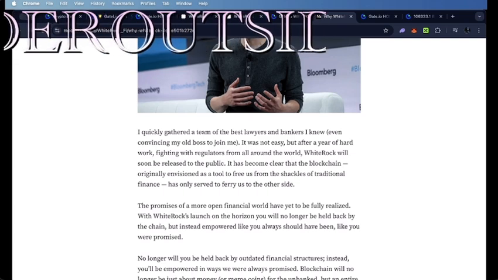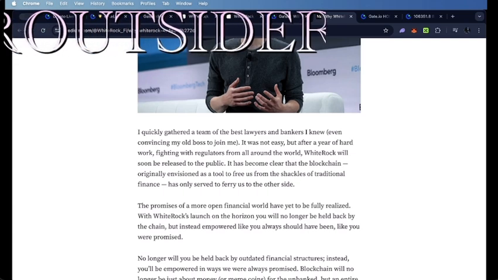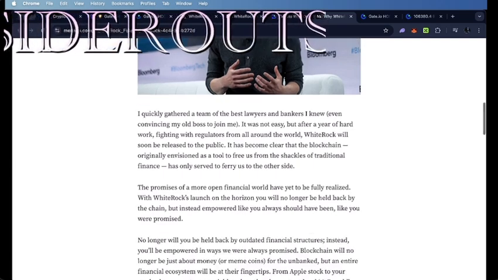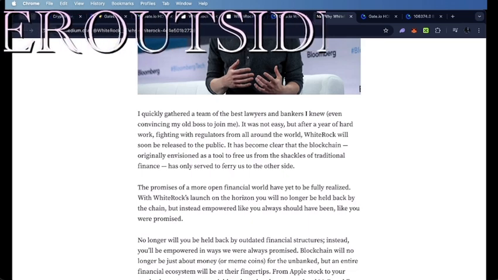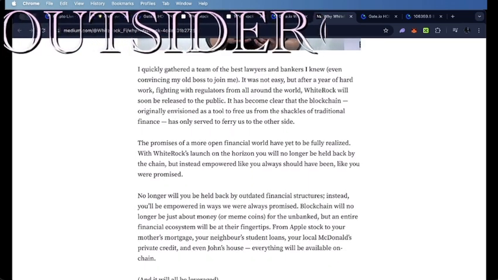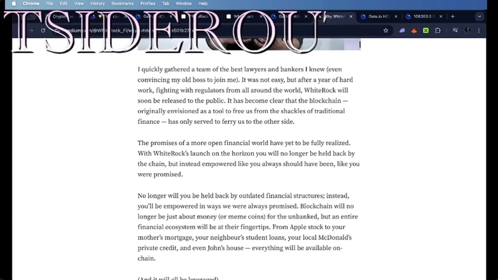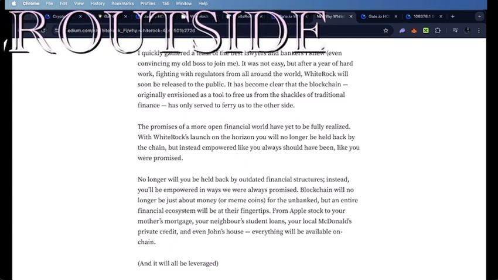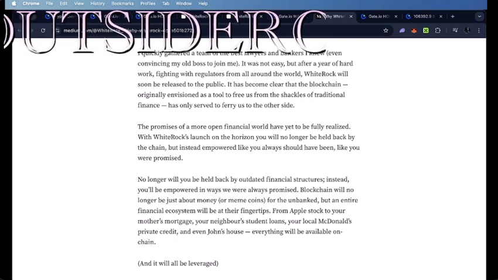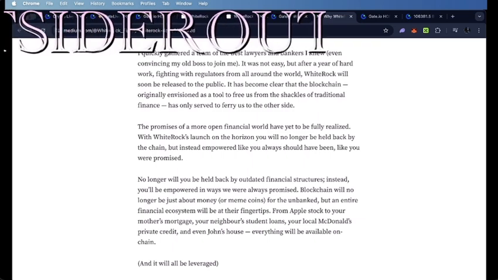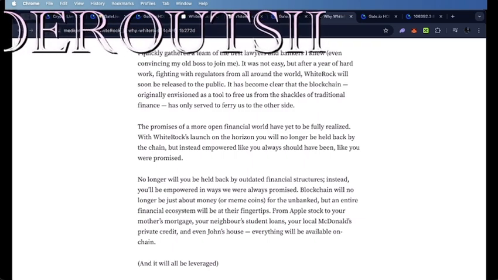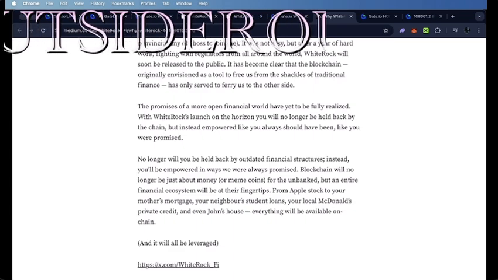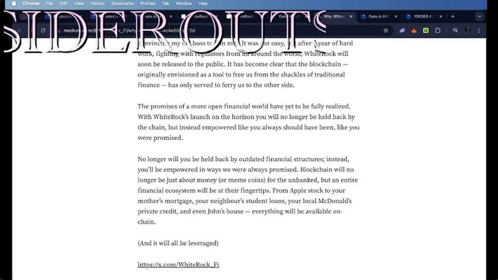It has become clear that the blockchain, originally envisioned as a tool to free us from the shackles of traditional finance, has only served to ferry us to the other side. The promises of a more open financial world have yet to be fully realized. With WhiteTrack's launch on the horizon, you will no longer be held back by the chain, but instead empowered like you always should have been, like you were promised. No longer will you be held back by outdated financial structures. Instead, you will be empowered in ways we were always promised.